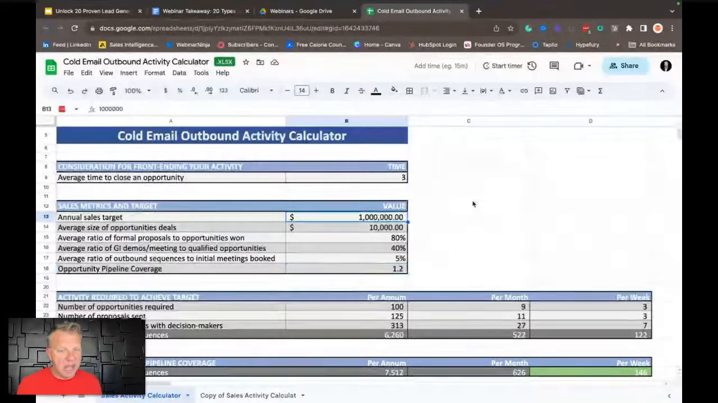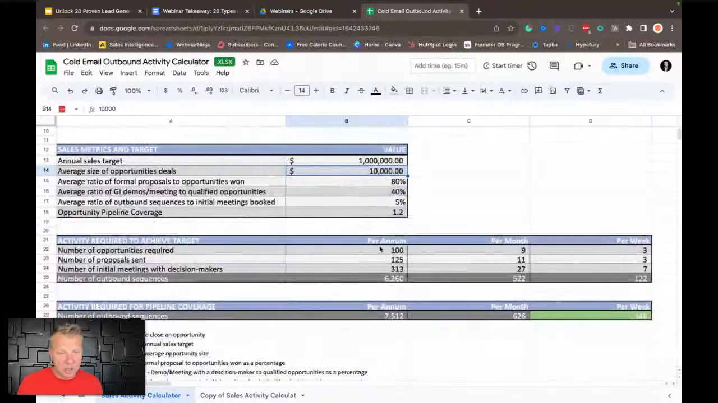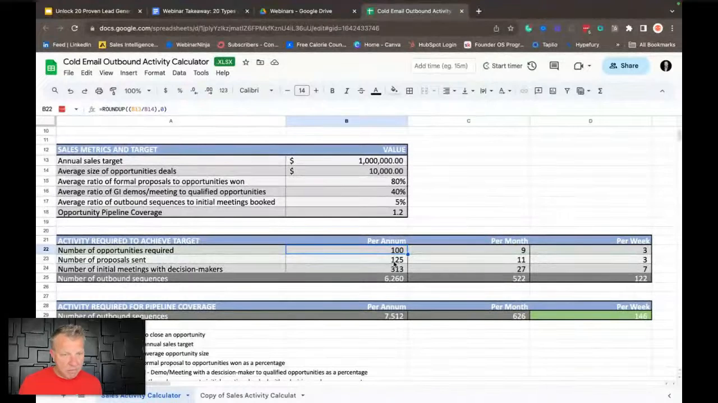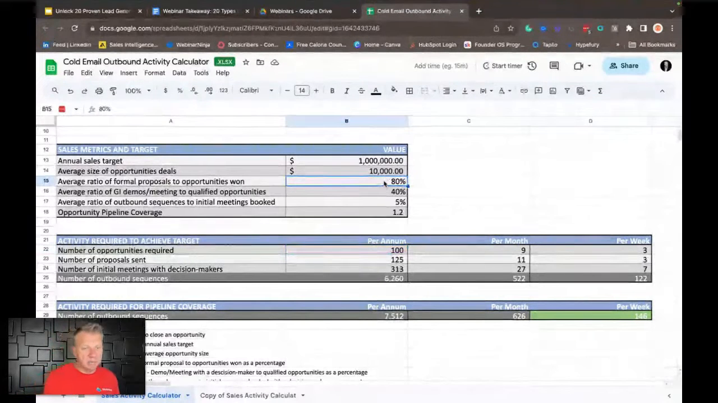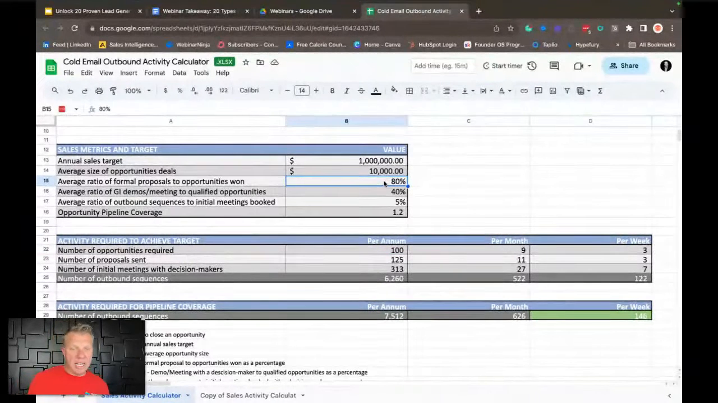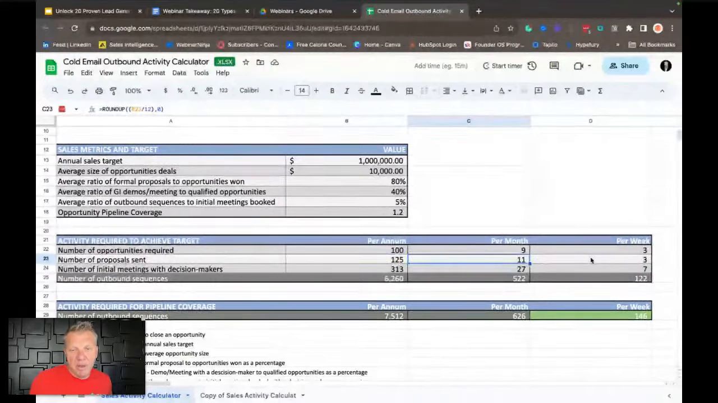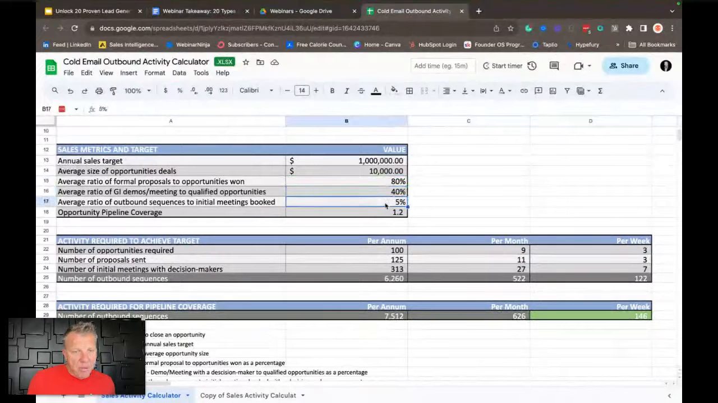Now, let's just say you had an annual sales target of $1 million, but your average deal size was $10,000. That means you need 100 deals to close to hit your $1 million target, or if you're submitting formal proposals and only 80% are getting taken up, you need 125 proposals to go out on an annual basis. Well, that's 11 per month or 3 per week. Okay. So I've got these ratios here in a pipeline as an example.